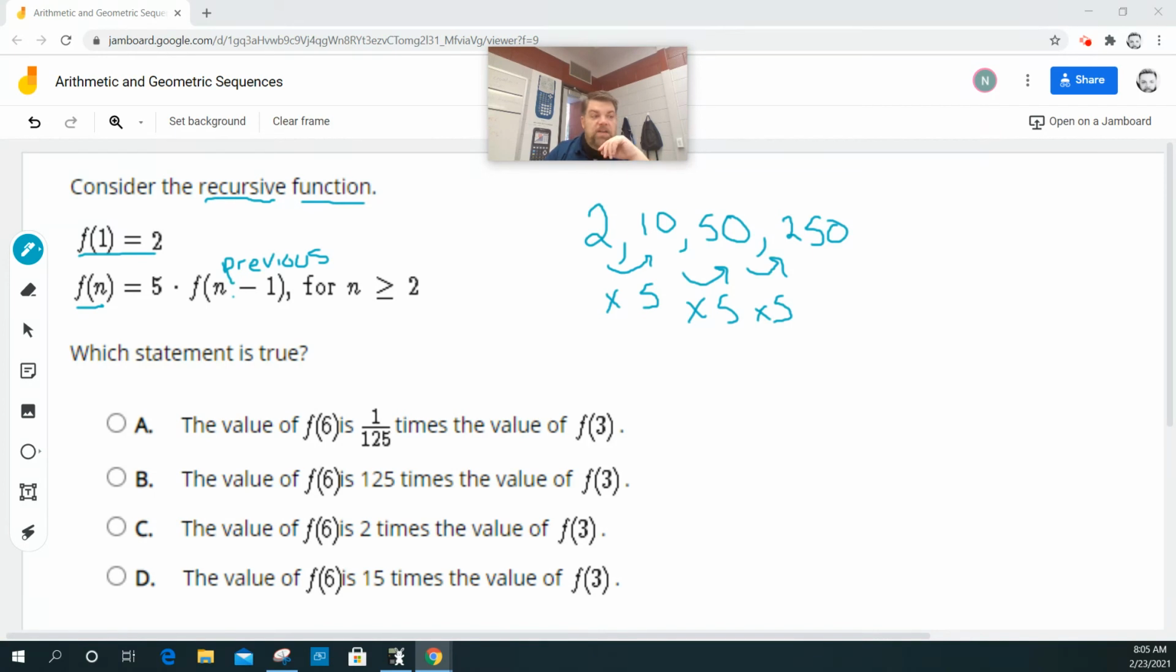And what I notice is, first of all, when they say f of 6, that means we need to carry this out to 6 terms. So right now I've got 4 terms, so I'm going to do all the terms. So this will be times 5 again. That would be 1,250. And then times 5 again. So this is term 1, 2, 3, 4, 5. And 5 times 1,250, I think, is 6,250. So I'm just going to double check this real quick on my calculator.